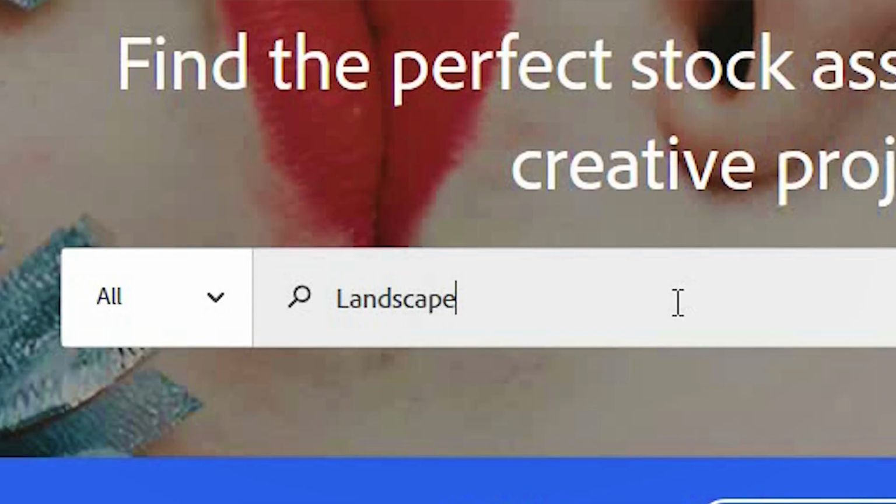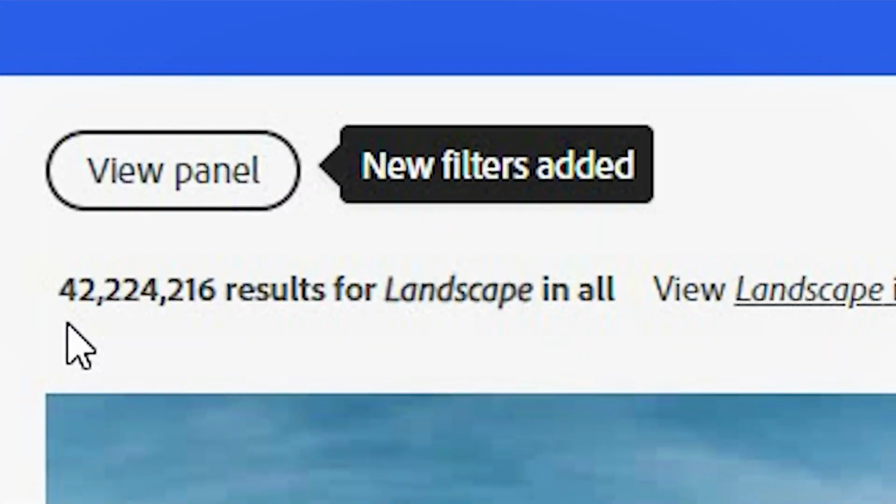Search for landscapes on Adobe and you get 42 million hits. A little bit too competitive for my liking. So the last nugget of information that you'll need before we start looking at numbers and statistics is that I uploaded the bulk of this portfolio in around February 2019. And I've done very little since. So it's very low maintenance for existing assets.